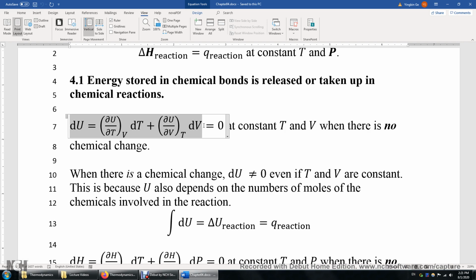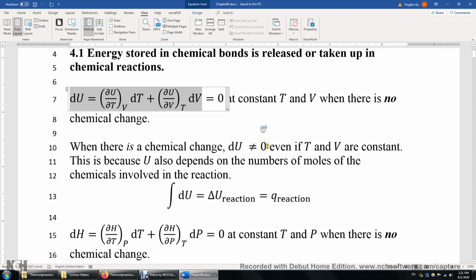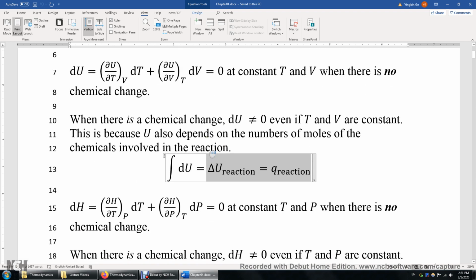However, when there is a chemical change, some chemical bonds are broken, some new chemical bonds are formed. In that case, delta U is equal to Q when temperature and volume are constant.